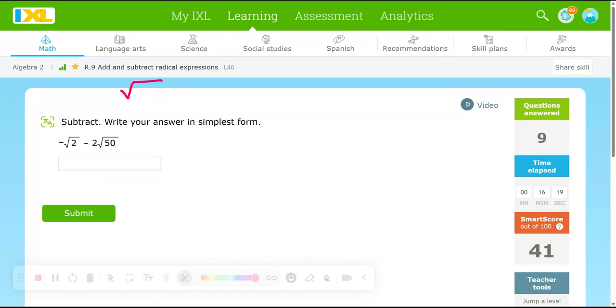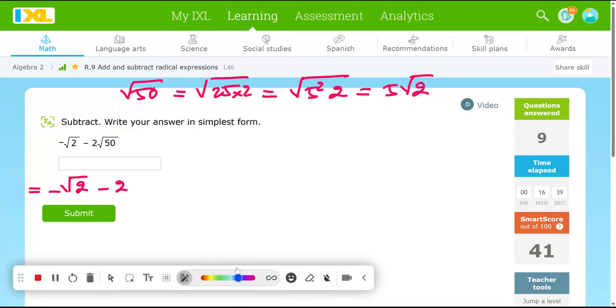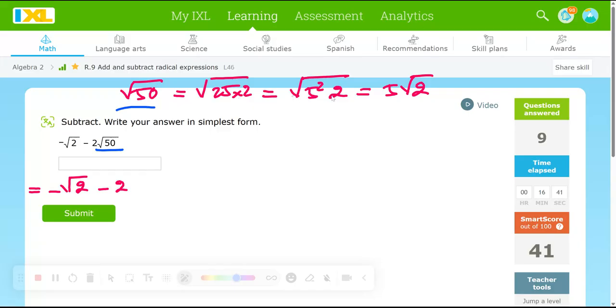Okay, next one, square root of 50. Square root of 50, 50 is 25 times 2. 25 is a perfect square, that's 5 squared. So now I can take the number 5 outside. Now put it in, negative square root of 2, subtract 2. So instead of square root of 50, now I put 5 square root of 2. So now together I got negative square root of 2, negative 2 times 5, that's negative 10 square root of 2.